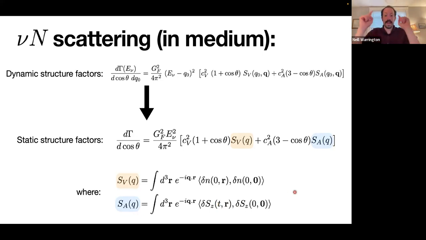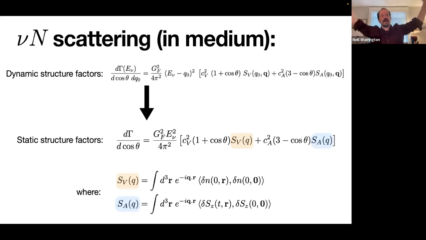Okay. Now, what's important about this is that this can actually be computed from lattice field theory. The dynamic structure factor these days is basically beyond reach because of something called the sign problem, which I won't really get into. However, the static structure factors one can compute. And I'm going to spend the rest of the talk explaining to you how myself and my group have done this, okay?